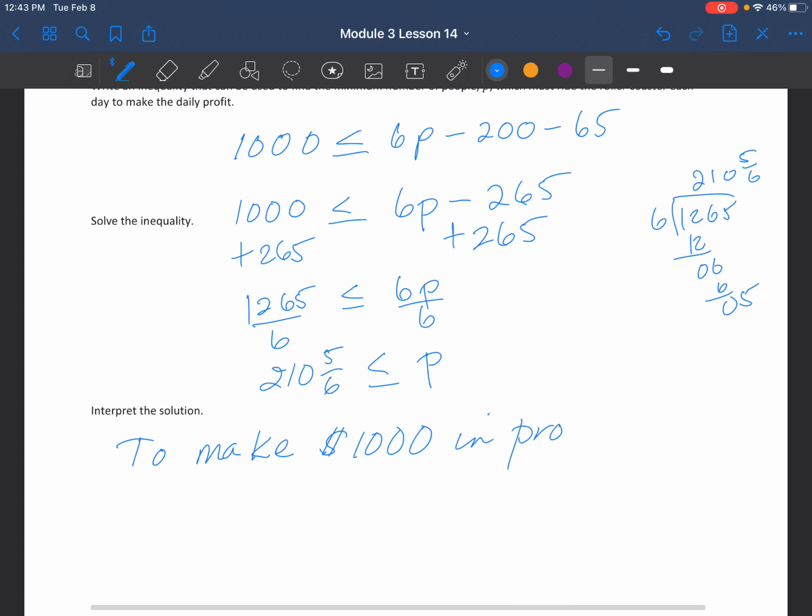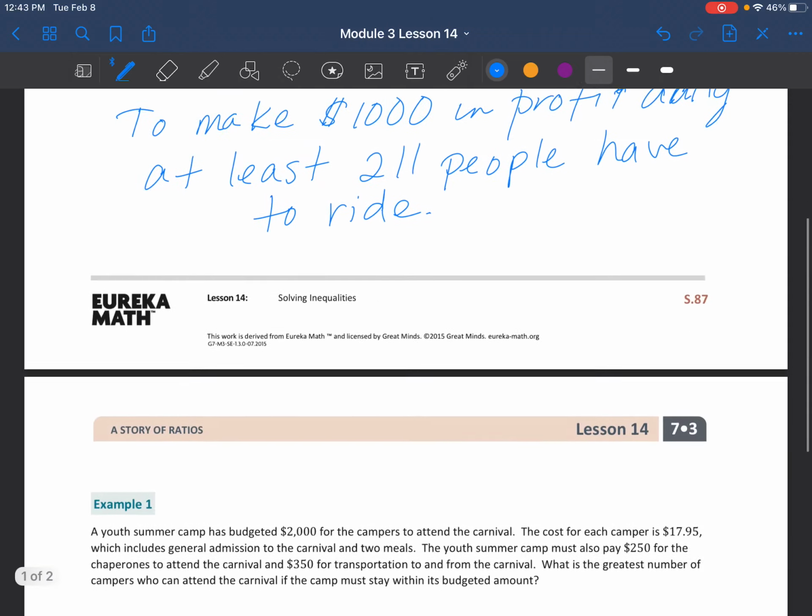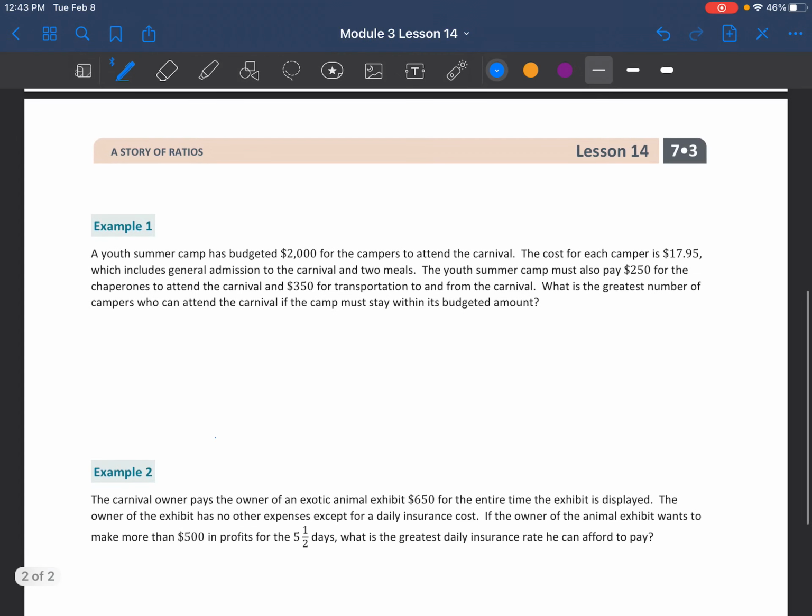So if we interpret the solution, to make $1,000 in profit daily, at least 211 people have to ride. Now, it has to be more than 210, right? But you can't have 5/6 of a person ride, so it would have to be 211 people.